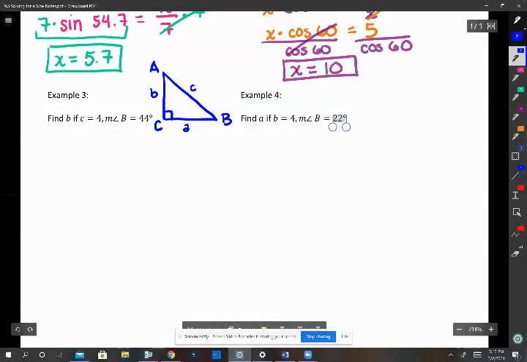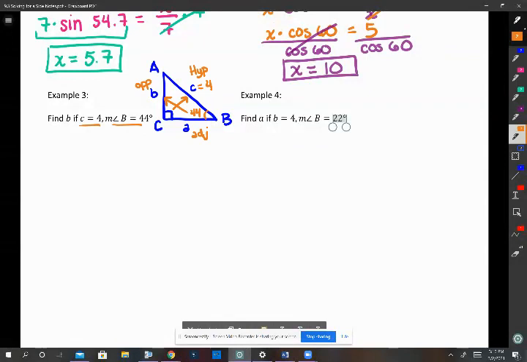And the reason I talk about that is just so that you understand why I'm labeling each side, whatever I'm labeling it. So in this case, it tells me that C is equal to 4, which is the side opposite the right angle, which is also our hypotenuse. It tells us that angle B is 44. So this little angle right here is 44, which makes the side across from it our opposite. And that makes this side our adjacent. We also have one other piece of information, which is what letter I'm looking for. So I'm solving for B. So the B side is like our X. This is the side that I don't know.